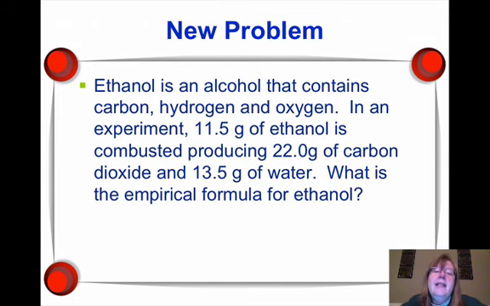All right, here's another practice problem. So why don't you guys give this a try? You have 11.5 grams of ethanol, and you're going to get 22 grams of CO2 and 13.5 grams of water. What is its empirical formula? All right, so if you have done this video, and if you can do this problem, you should be able to get the bonus on the next test.